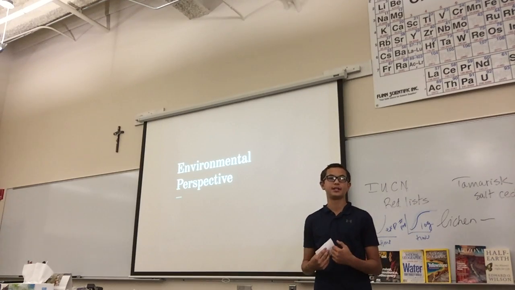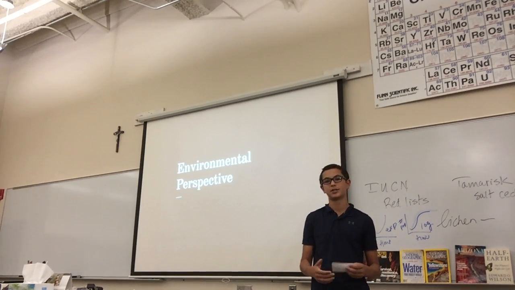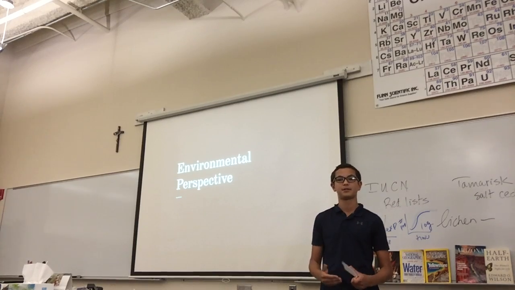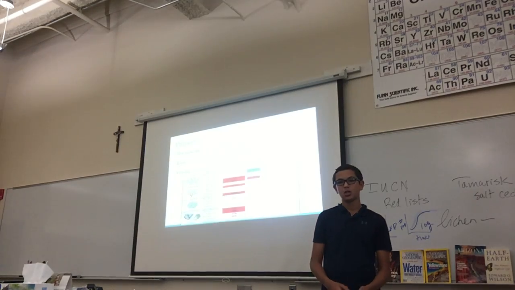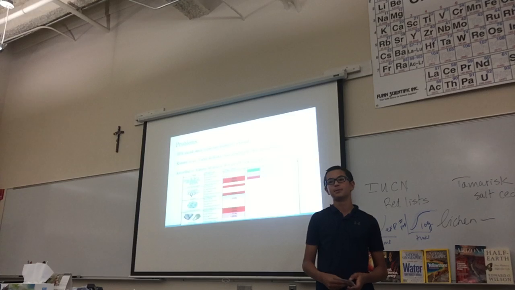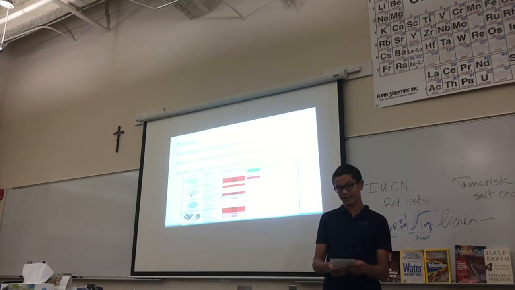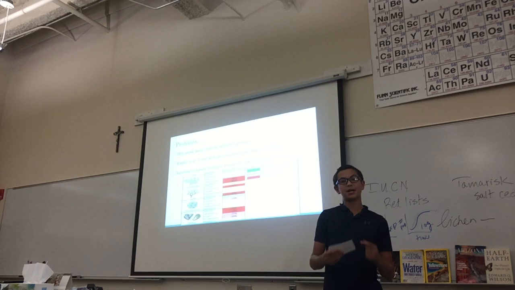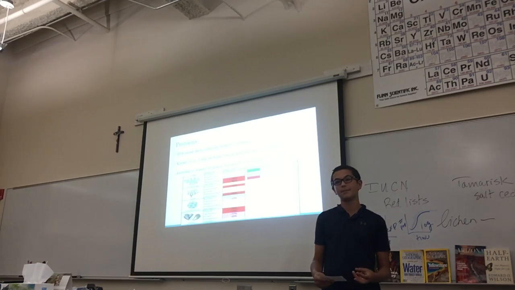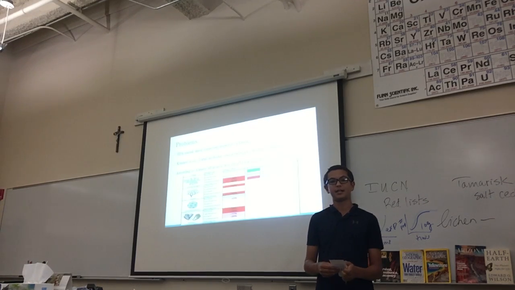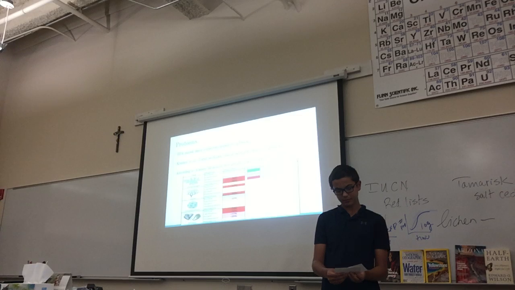So I chose to do the environmental perspective on ocean acidification and its effects on the environment. There are many problems with ocean acidification. The Environmental Protection Agency stated that many organisms are negatively affected by ocean acidification. These include mussels, urchins, crabs, shellfish, crustaceans, any organisms that calcify, meaning that they build shells.